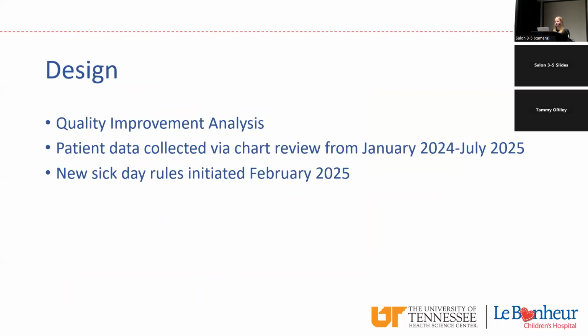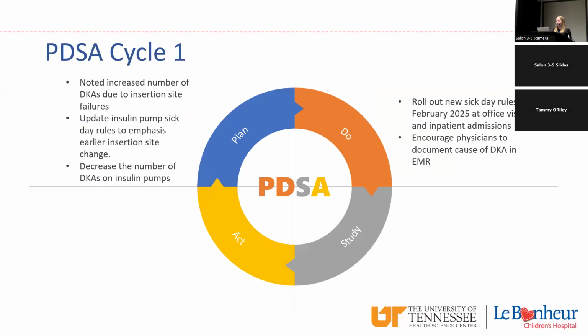We did chart review from January 2024 to July of 2025 and initiated our new sick day rules in February of 2025. So this shows our first PDSA cycle. We first noted an increased number of DKAs due to insertion site failures. So we updated our insulin pump sick day rules to emphasize earlier insertion site changes in the hopes that this would decrease the number of DKAs on insulin pumps. Then we rolled out new sick day rules in inpatient admissions and office visits in February 2025 and onward, and encouraged physicians to document the cause of the DKA in the EMR.